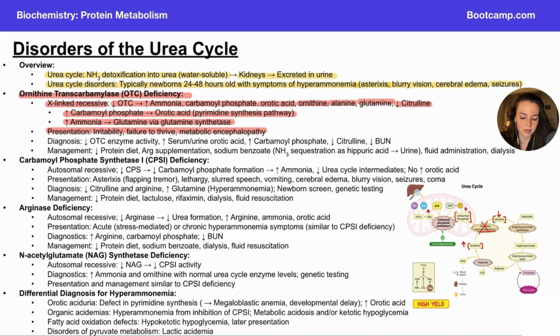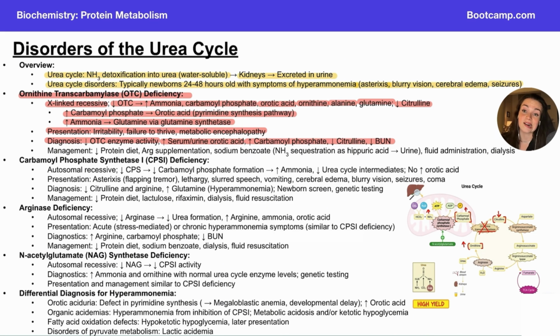The diagnosis here might sound obvious, but decreased enzyme activity of OTC, elevated serum or urine orotic acid, increased carbamoyl phosphate, decreased citrulline, and decreased blood urea nitrogen, BUN. Right, blood urea nitrogen, basically just saying low urea, we're not making urea because the urea cycle is not working. The rest of these labs we already explained. And other than the enzyme activity, you can't look at any one of these labs to tell you what's going on. You need to look at the whole picture, the whole combination, to figure out where in the urea cycle is broken, right? What is building up upstream and what is low downstream?